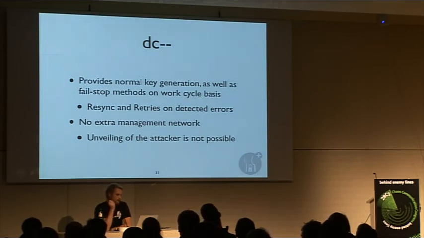If DC, it's the name of the implementation, sees errors within the communication, it retries automatically to resend. So that's also nothing that you have to keep track of. And also here there is no extra management network, so also here the unveiling of the attacker is not possible yet.